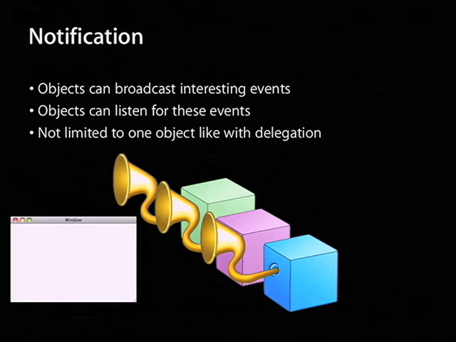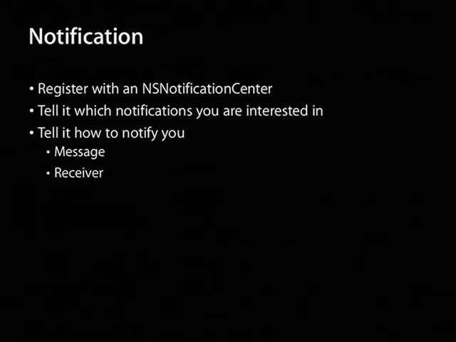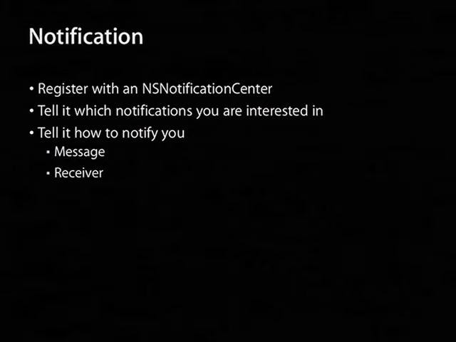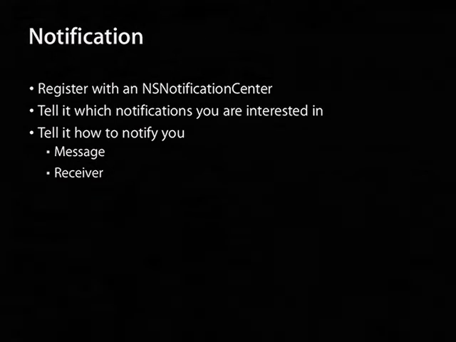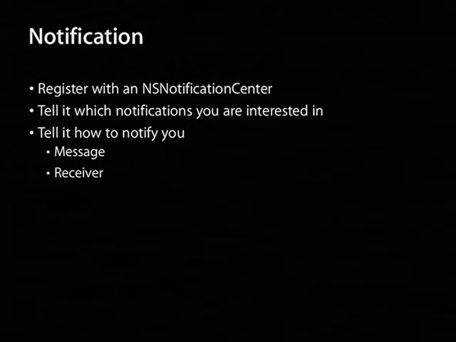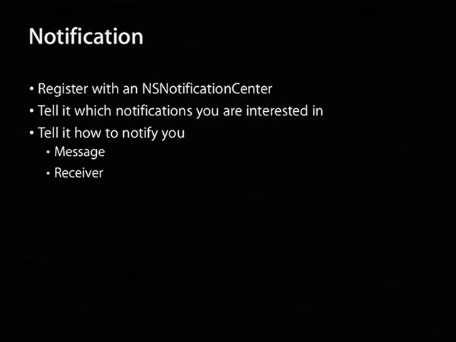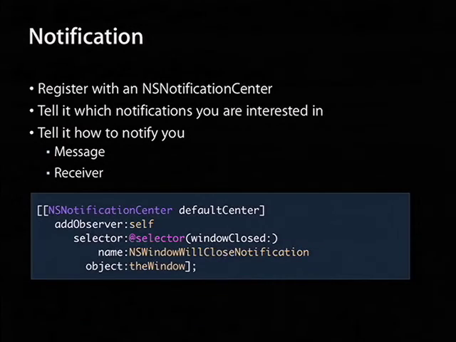However, notifications can't be used to influence the object. So the objects cannot veto closing from a notification the same way they can from a delegate. So to use a notification, you do it by registering with NSNotificationCenter and telling it which notifications you want to receive. And you receive a notification the same way you do with target action, where you say, this is the object I want to receive the notification on, and this is the method you should call.